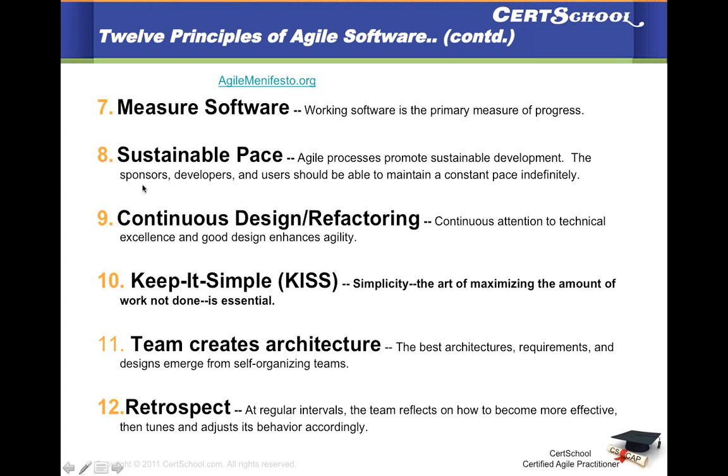Number eight, sustainable pace. Agile processes promote sustainable development. The sponsors, developers, and users should be able to maintain a constant pace indefinitely. This is something we talked about when we talked about velocity a few weeks ago. Velocity is something that a team can work on at a sustainable, constant pace indefinitely. Okay, just because in a particular iteration you worked overtime, or you killed yourself, or you put in more resources to put out more value in your product, doesn't mean that you'll be able to do it iteration after iteration. Which is why a sustainable pace is what you want to achieve. It will bring more forecast, more predictability in your deliverables in future.